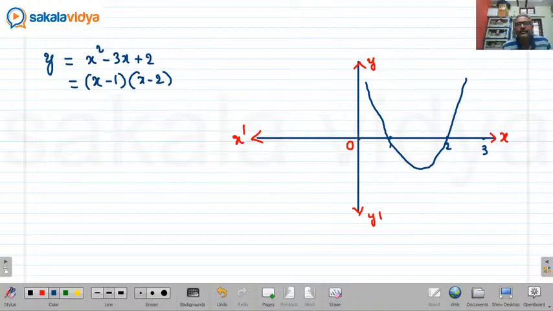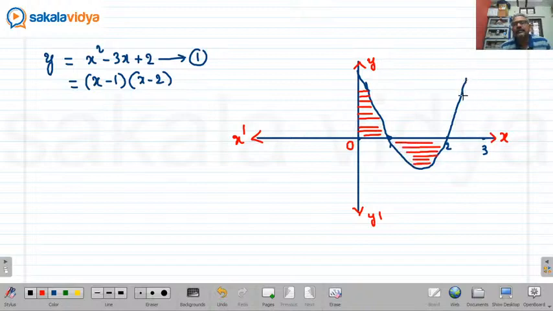Next, this is 0. Now we need to find the area under the curve y equals x square minus 3x plus 2 with boundaries 0 to 3. The area will be this area, and we need to include this area.